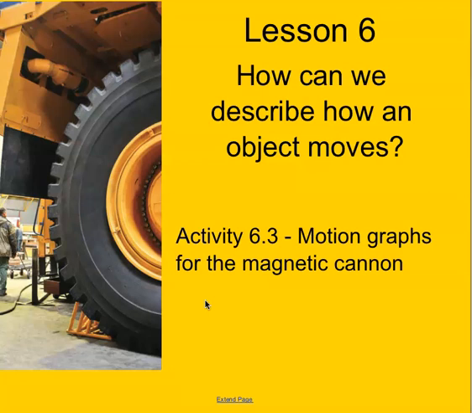And then in activity 6.2, we took it a step further. We talked about whether it's moving or not. And we had the time there, but we also added distance because we had a ruler. So in 6.3, we're going to use what we learned in 6.1 and 6.2, or at least you're going to use them to create a new graph. This new graph is going to be using the magnetic cannon.